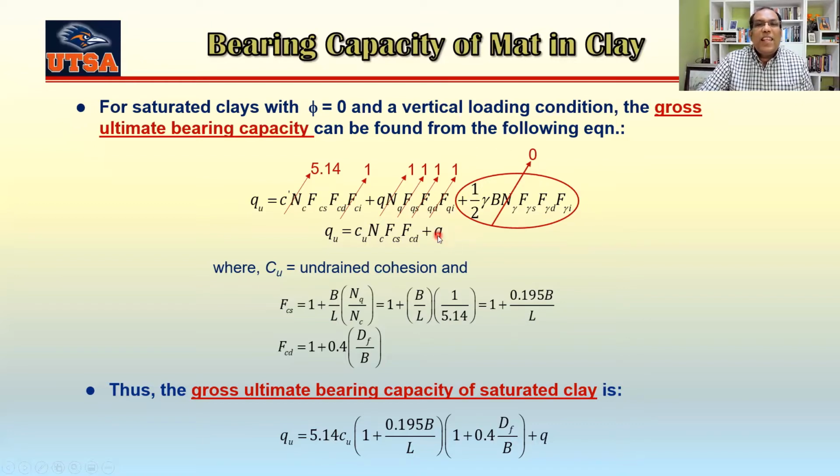So q is nothing but the effective stress at the bottom of the foundation, which is gamma Df, right? If you find the values of Fcs and Fcd and plug in Nc as 5.14, then using this you get your gross ultimate bearing capacity of saturated clay, which is 5.14 cu. This is your shape factor, and this is your depth factor. And you can see this one is your q here.